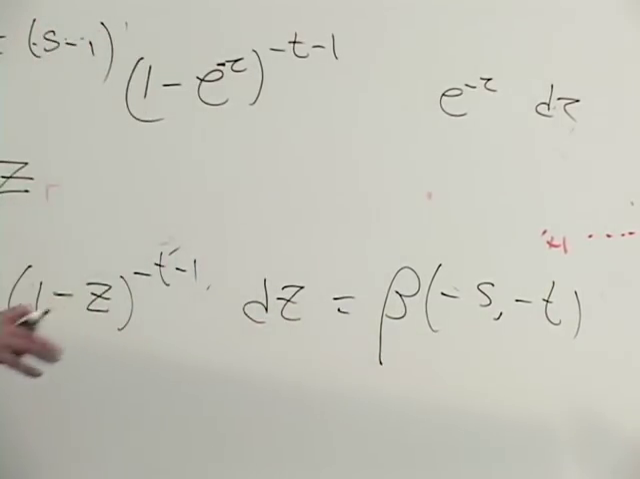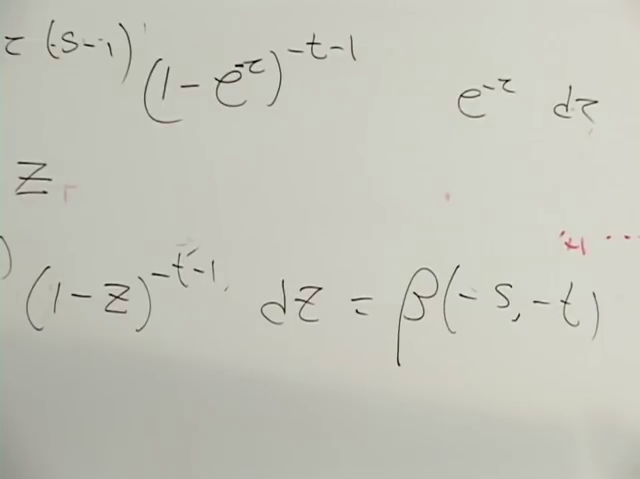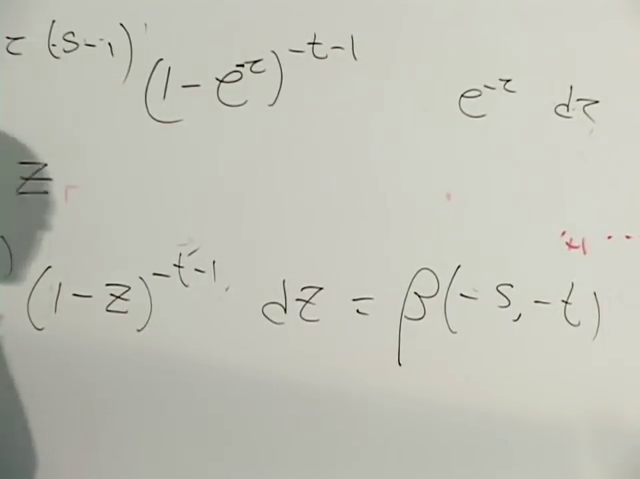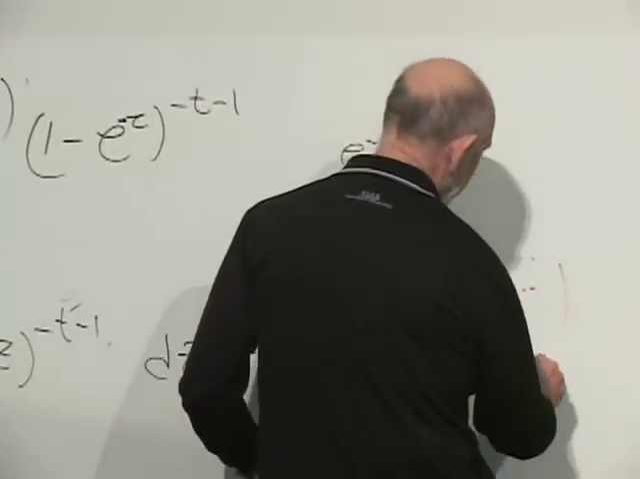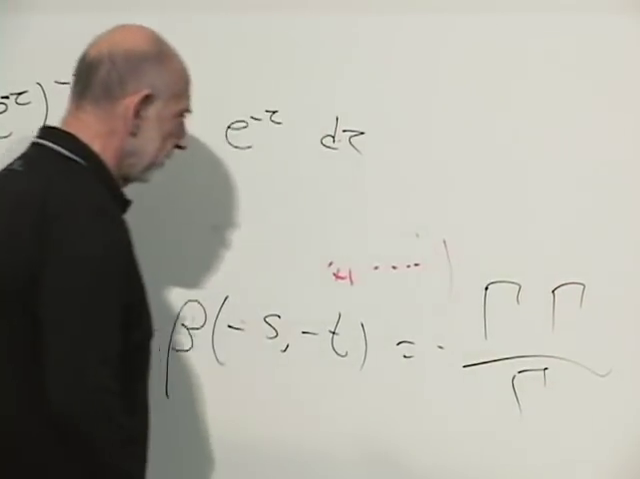It's a famous function of mathematical physics. And guess what it's equal to? It's equal to the Veneziano amplitude. It's exactly equal to the Veneziano amplitude, namely this product of gamma functions over another gamma function.